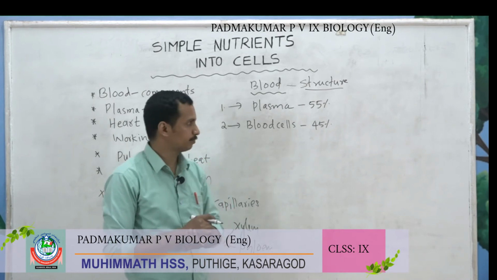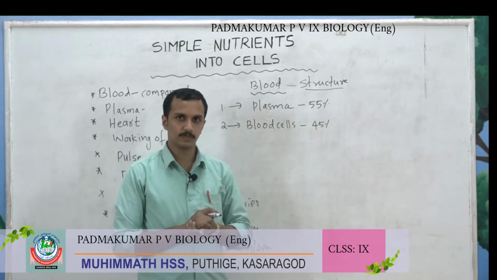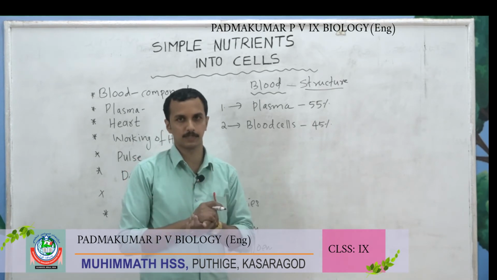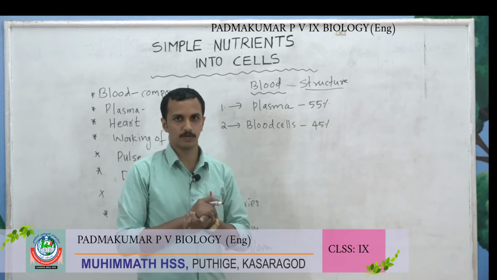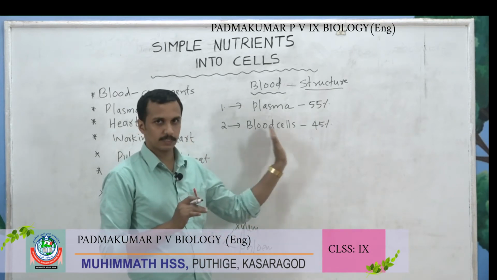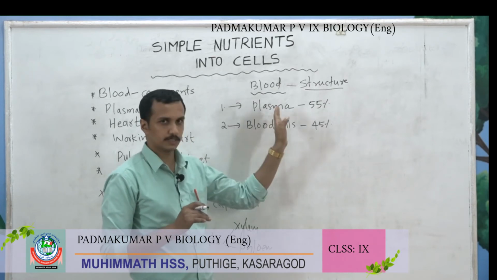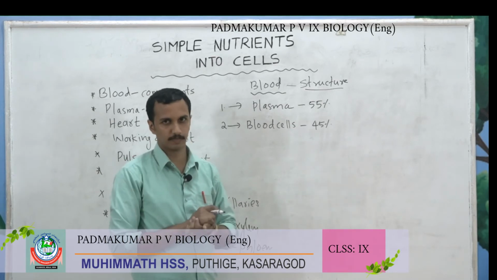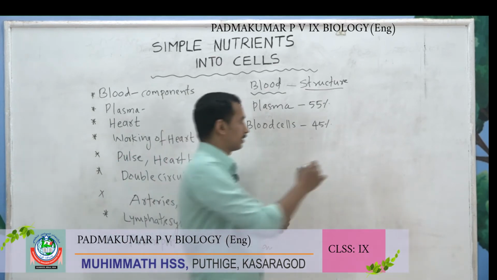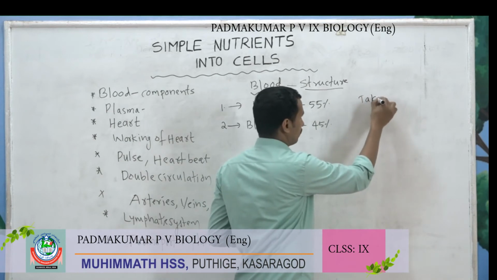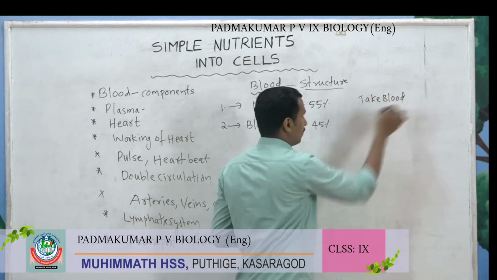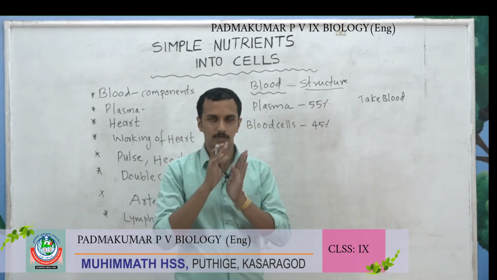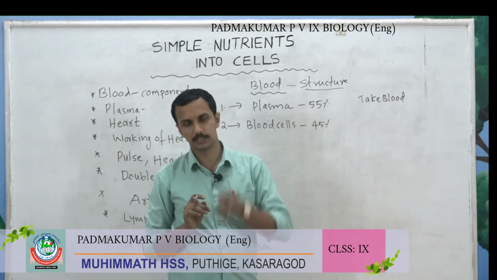So there is an experiment in your textbook. Let us discuss what is that experiment, how to perform that experiment, then what are the results you are getting. This test is very simple. It is nothing but just to separate plasma and blood cells in a blood sample. So first you have to take a blood sample in a test tube.